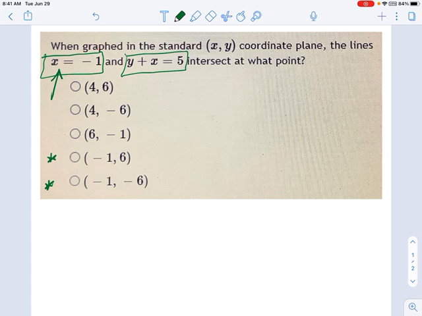Okay, if you really have no time to do anything else than that, that's a great way to get yourself down to a 50-50 chance of selecting the correct one. And if you have a little bit more time, you can figure out that the true answer is where y equals 6.